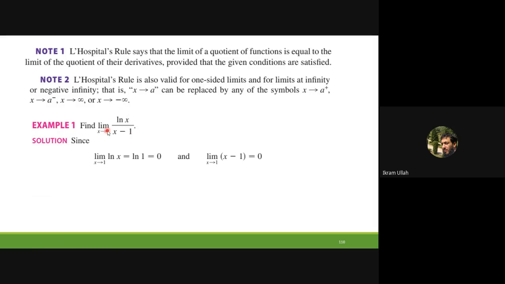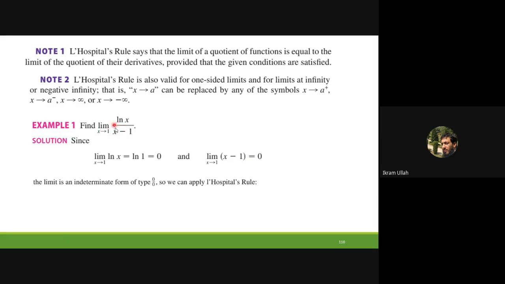For example, find the limit of this function when x approaches 1, ln of x divided by x minus 1. If we directly apply the limit on the numerator f of x, this gives ln of 1, and we know ln of 1 is equal to 0. Applying the limit on the denominator function g of x, this is also equal to 0. This means that we get the 0 by 0 form.